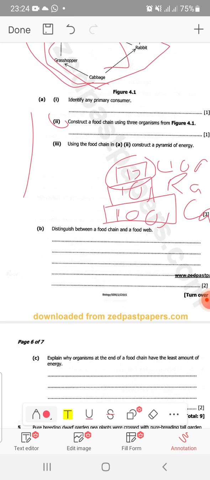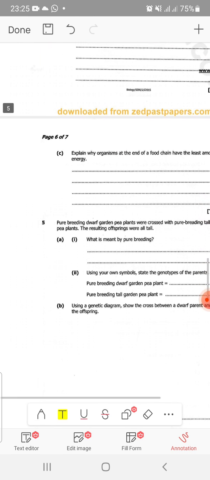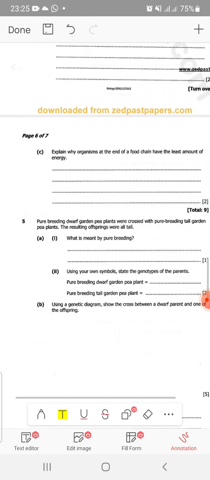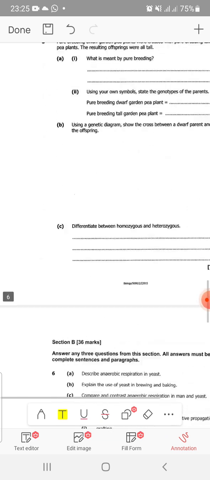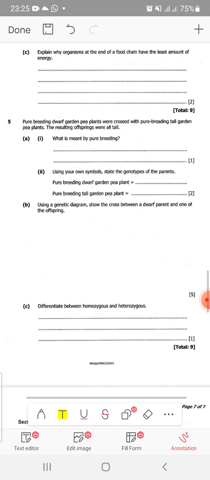So the reason these organisms will have less energy is because only 10% of energy from this trophic level will be given to this trophic level. The 90% will be lost in the form of radiation, reproduction, movement, and many other processes that use energy. So only 10% is transferred from one trophic level to another. Okay. Now the last question of section B, genetics.